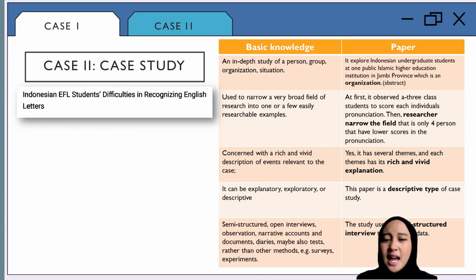It has a vivid and rich description, of course. It has several themes that I mentioned before, the first being the dimensions. And then the next, a case study can use semi-structured or open interviews, observation, narrative accounts, documents, and more. In this paper, it used a semi-structured interview.